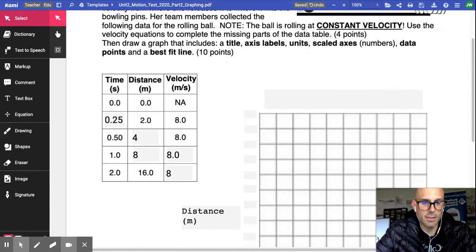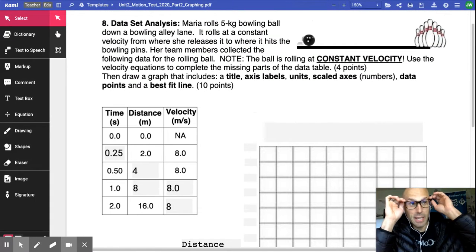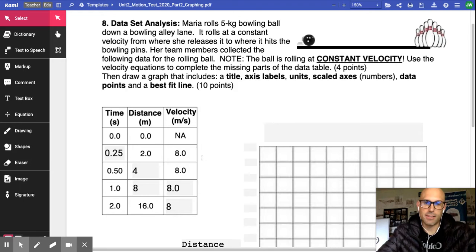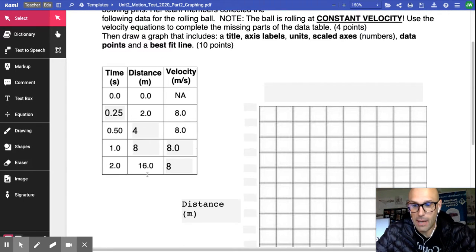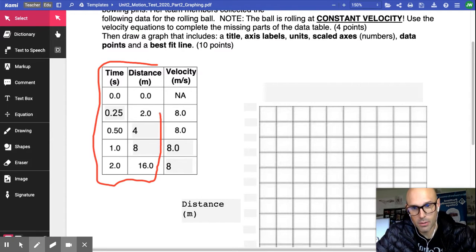Hey, students, I'm going to go over how to make a graph here, going over our test. So here's the answers you should have gotten for time and distance. I'm going to circle, we're going to graph distance and time, okay? So you should have graphed, that's what the question was asking for.